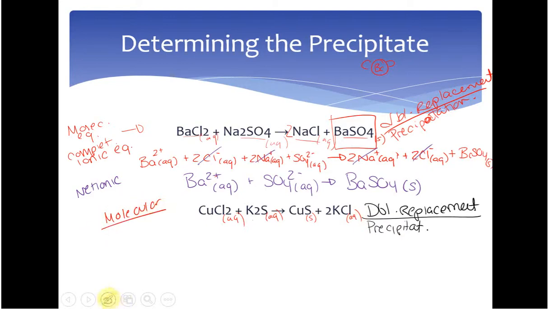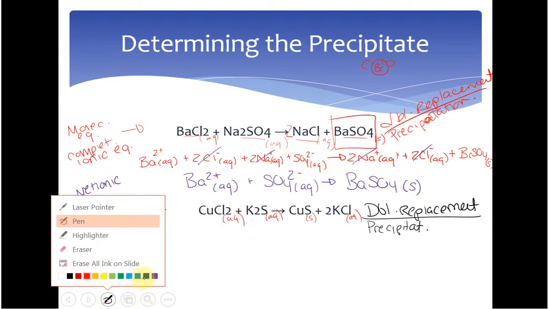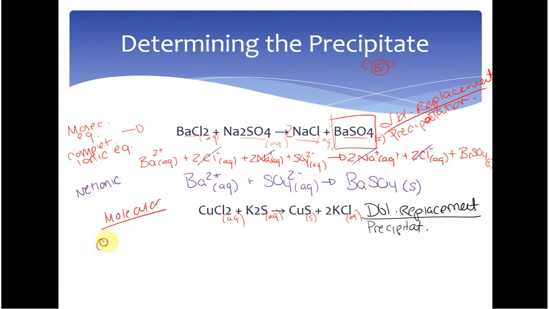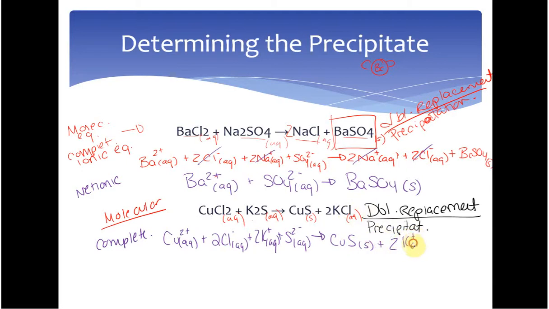Let's go ahead and do our net ionic. Now remember, our complete ionic is going to show everything in the state that it's there. So because this is aqueous, we really have a copper 2+ floating around, plus 2 chloride ions, plus 2 potassium ions, plus a sulfide ion. And remember, our solid stays together, so we have CuS solid plus 2 potassium ions because this is aqueous, and 2 chloride ions because that's aqueous.